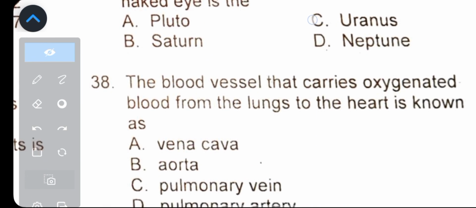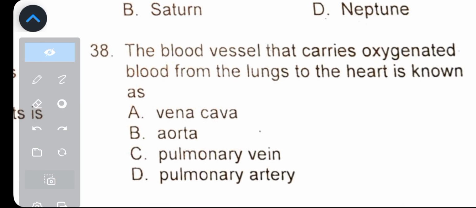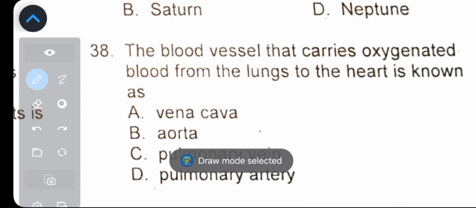Question 38. The blood vessel that carries oxygenated blood from the lungs to the heart is known as A. Vena cava, B. Aorta, C. Pulmonary vein, D. Pulmonary artery. And the answer to question 38 is C.